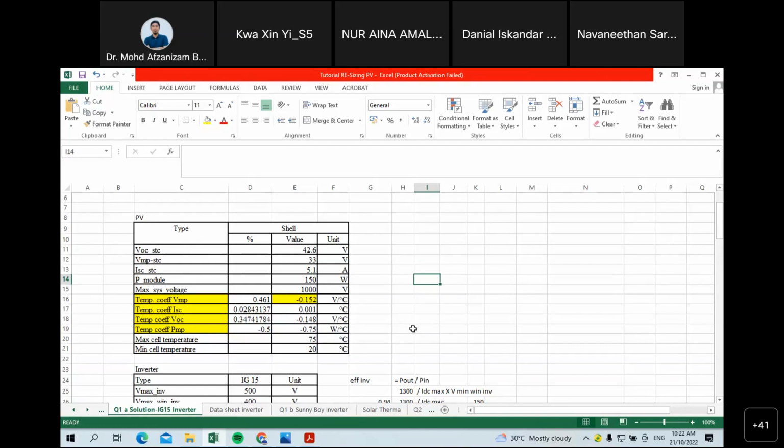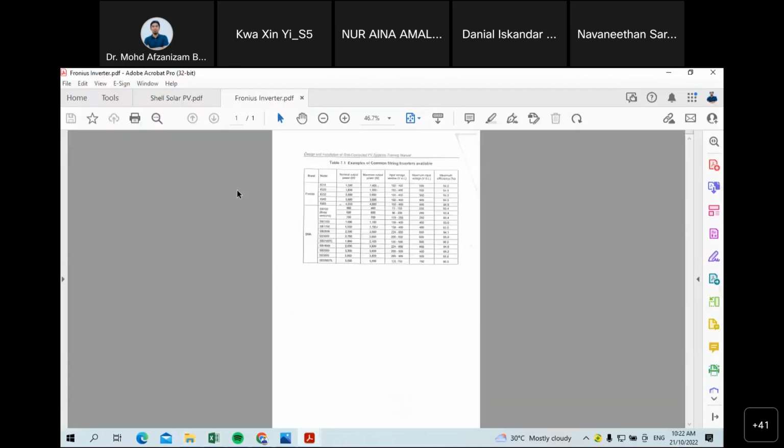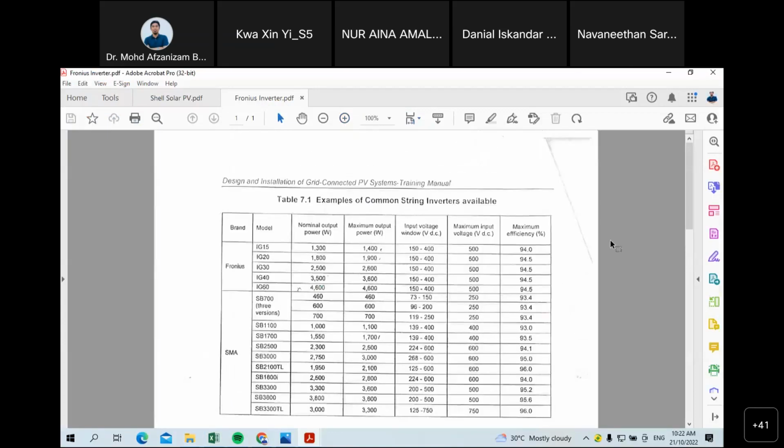Okay, so I already sent the inverter data sheet to you guys on WhatsApp. But then just share it here so that everybody, those who do not have the data, can share it together. Hopefully all 72 students are in the WhatsApp group. Otherwise they will miss all the information.